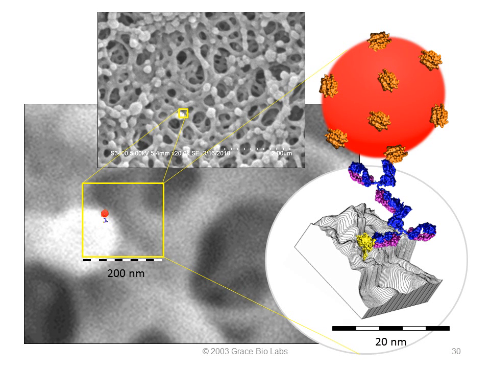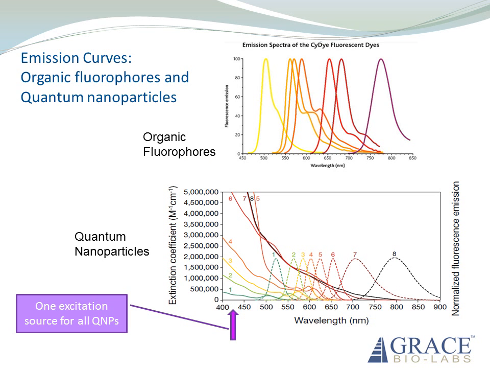Here we can get a feel for the relative size of the PNC film pores and the QNP size and a representative antibody-protein conjugate chain. Optically, the center of the QNP emission band is weakly related to the size of the nanocrystal itself, thus enabling the emission band to be tuned over a wide range of wavelengths while maintaining a narrow line width.